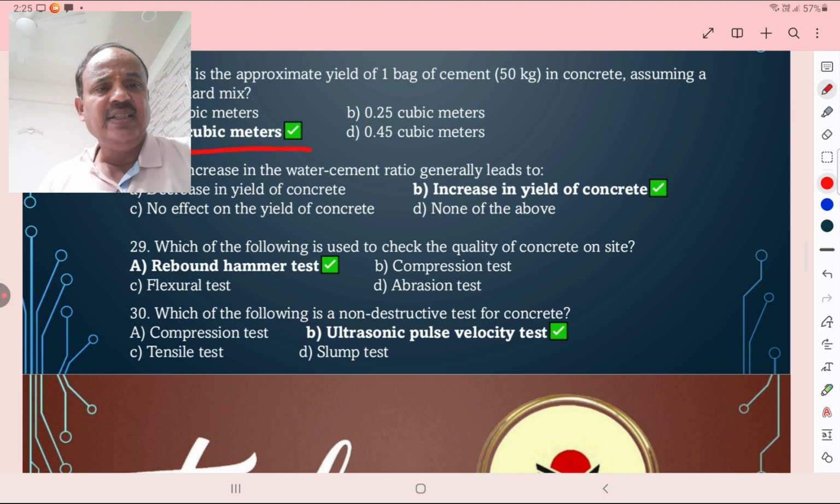Which of the following is used to check the quality of concrete in situ? That is rebound hammer test, that is the non-destructive testing. Which of the following is the non-destructive testing for concrete? Compression test is destructive, because concrete cube breaks. Ultrasonic pulse velocity test, it is non-destructive. Tensile strength, it is also destructive. And slump cone test, also destructive.